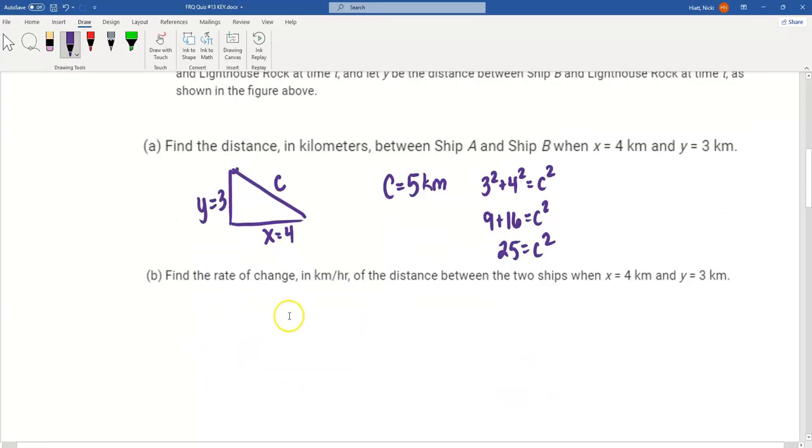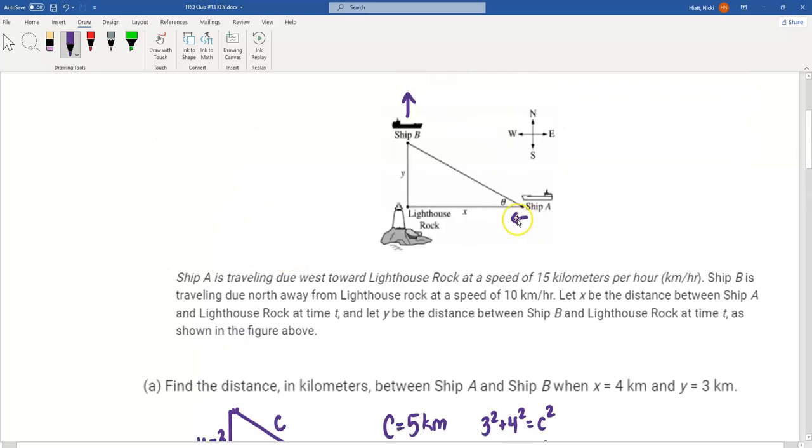So we have that. So we are supposed to find the rate of change in kilometers per hour of the distance between the 2 ships when X equals 4 and Y equals 3. Okay, so in this particular case, X is changing, Y is changing. I have decided to use the letter C right here for that hypotenuse. You could use a different letter. Any other letter is fine. Just don't use X or Y because I've already used those. And so this is a Pythagorean theorem problem.